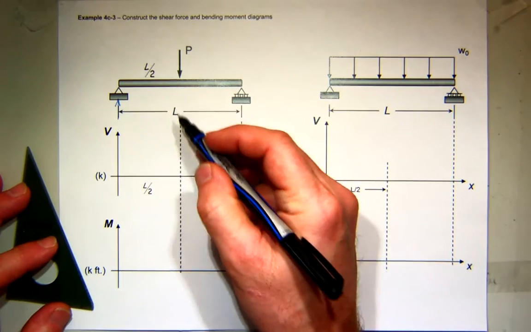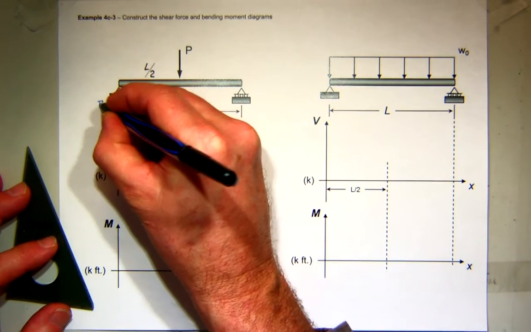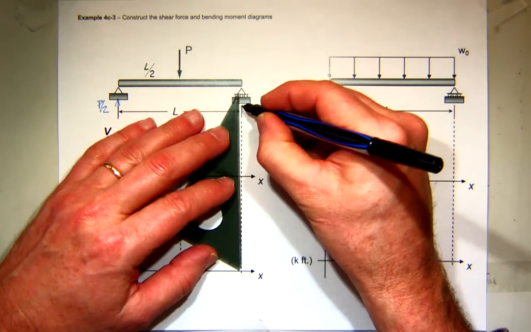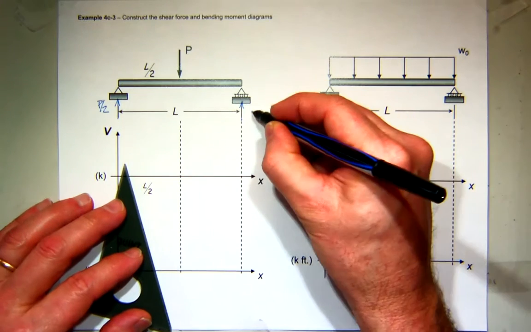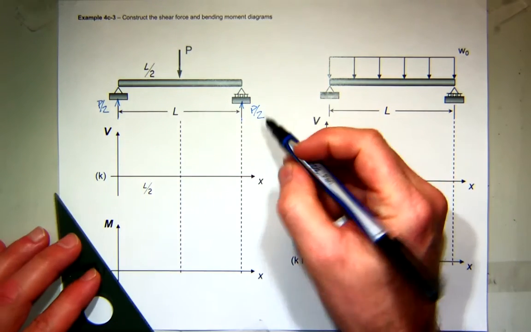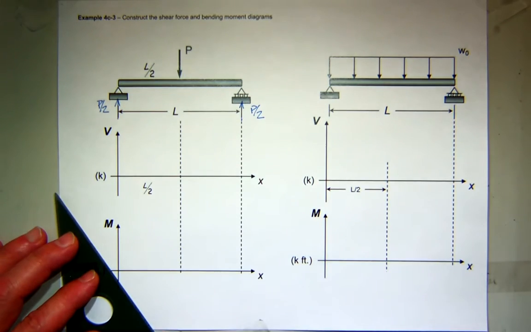I don't think it'd be too hard for you to figure out that the reaction on the left side is P over 2 up. Reaction on the right side is also P over 2 up. And of course there's no moments at the pins. And you can find that.